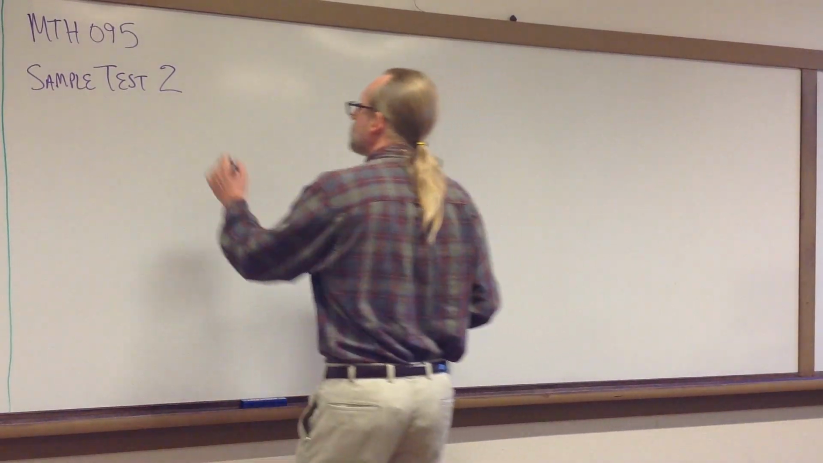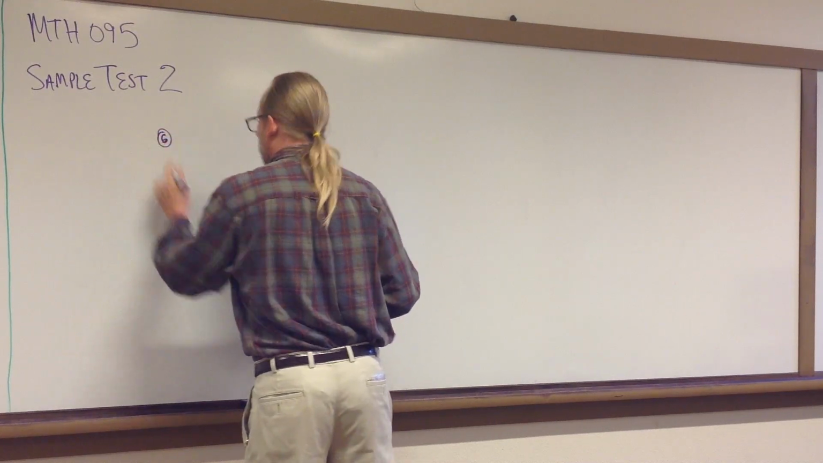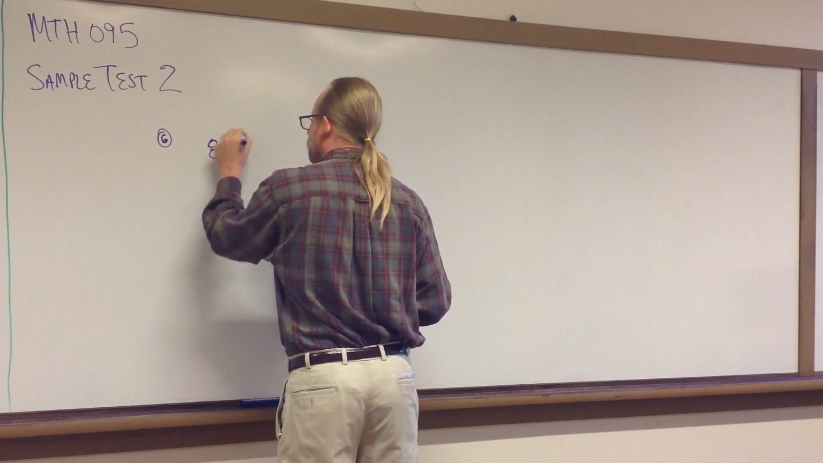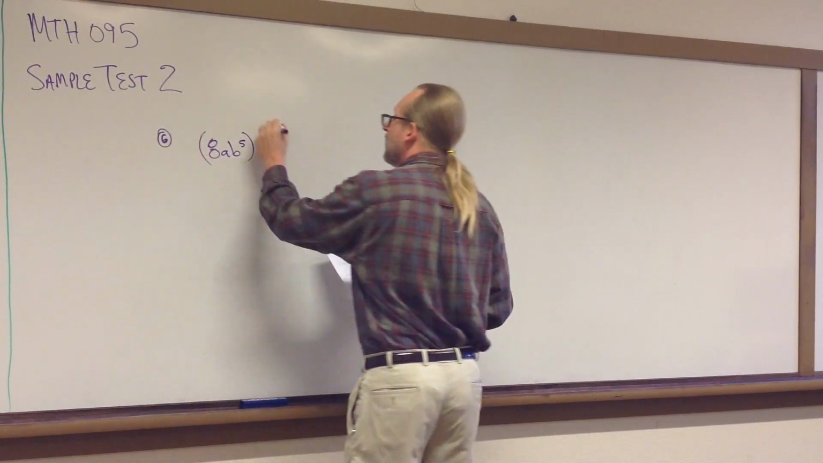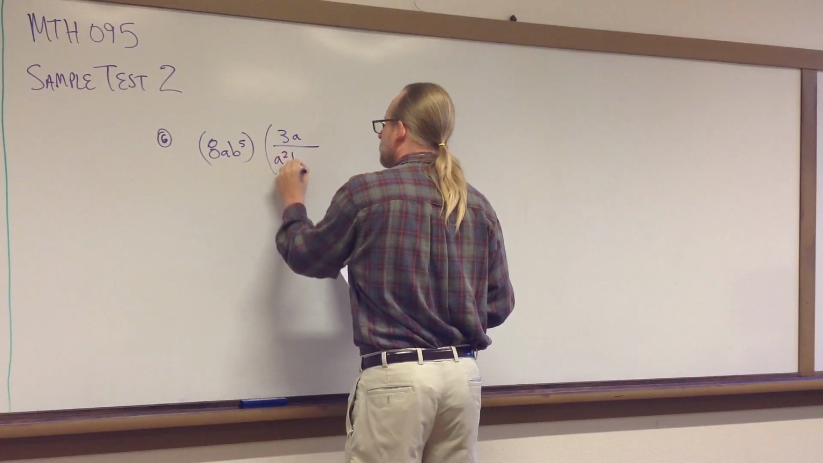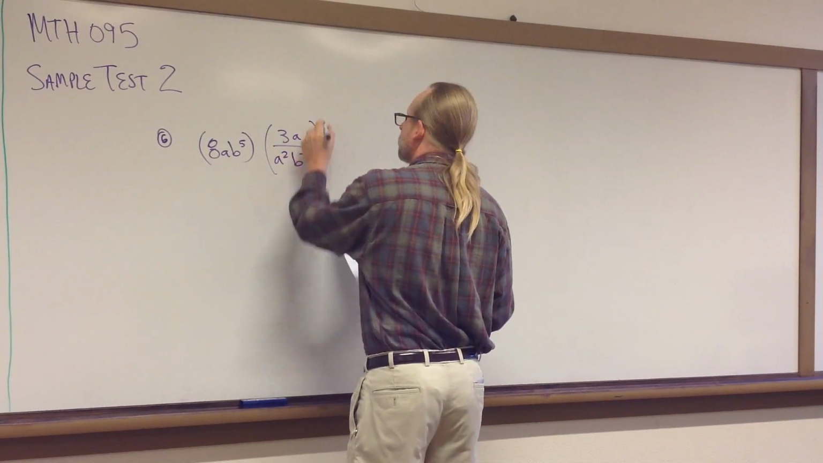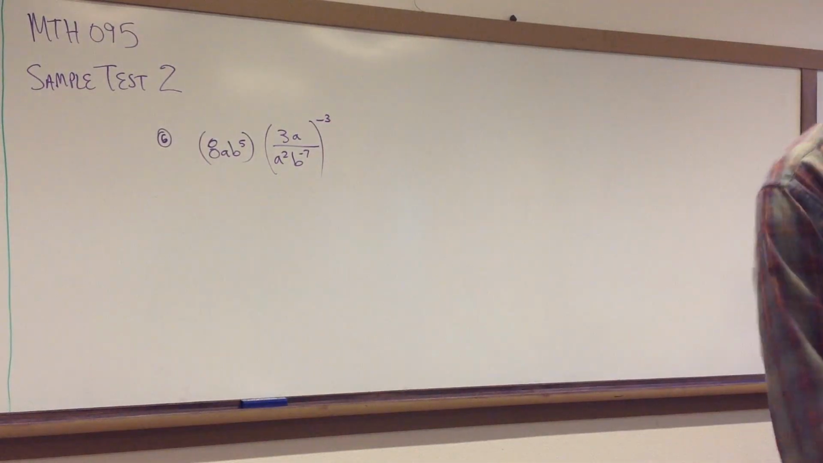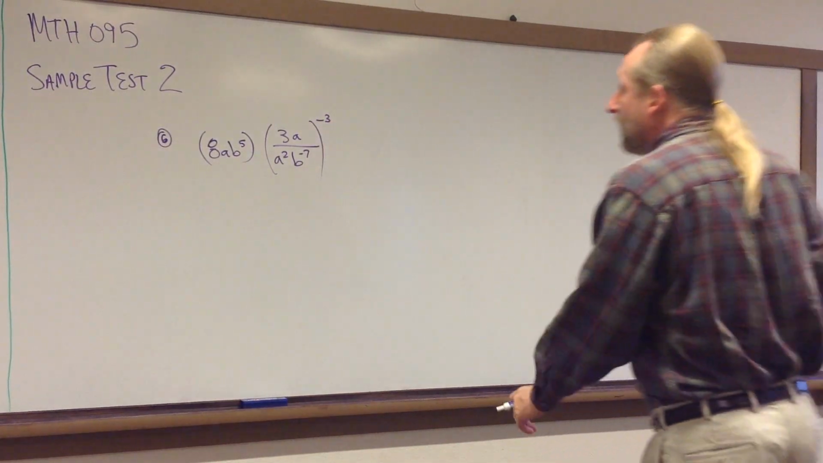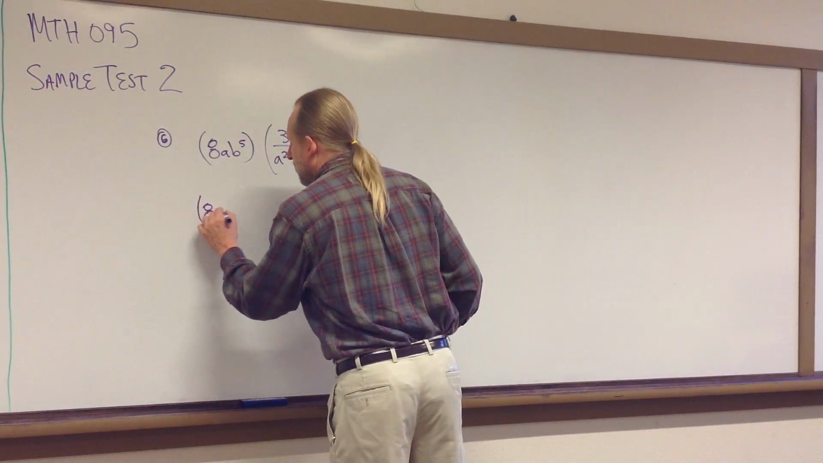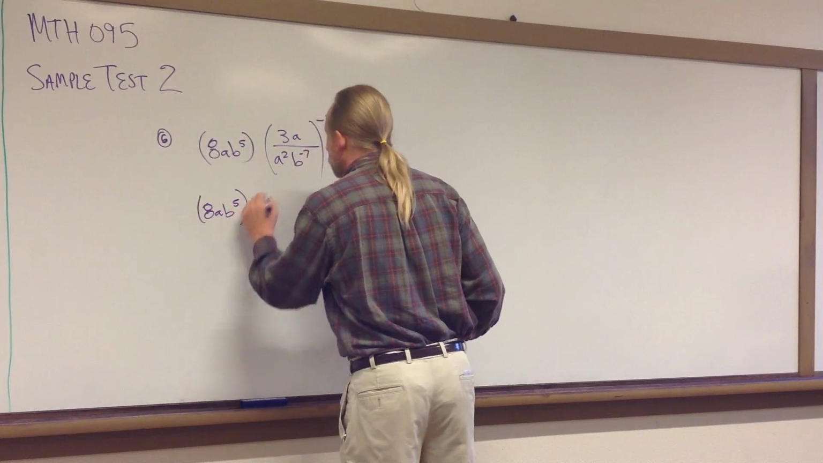Problem 6. 8ab to the 5th, and then 3a over a squared b to the minus 7th, raised to the negative third power. So I'm going to do this the same way I did problem 5. I'm going to work inside here first. I'll leave that 8ab to the 5th alone for a few minutes.